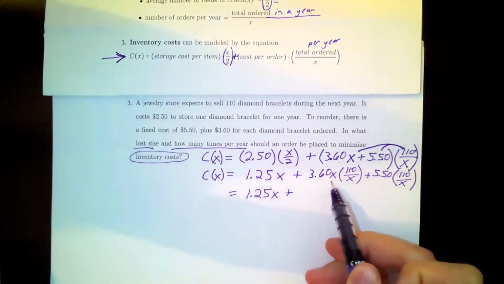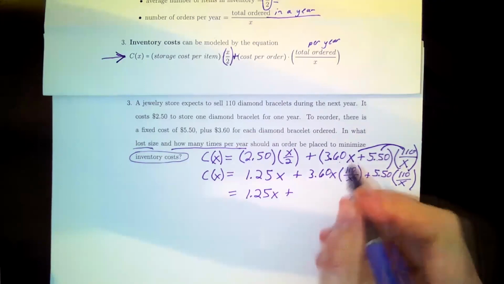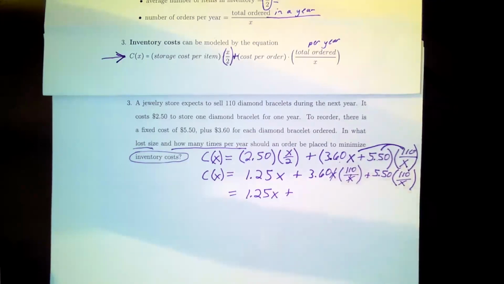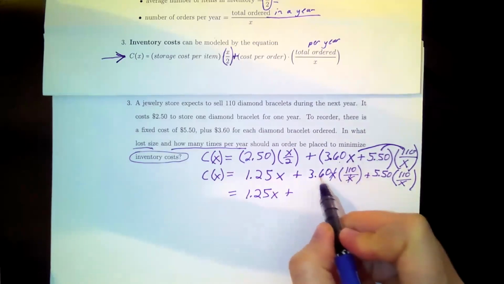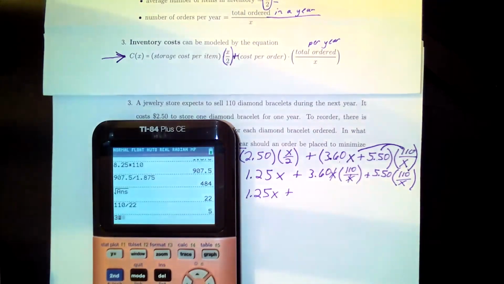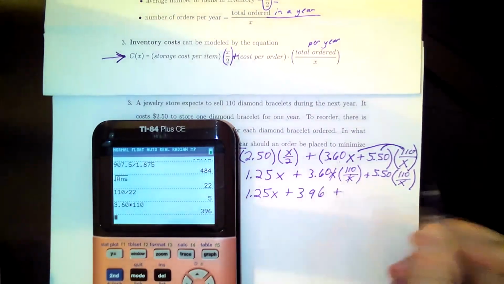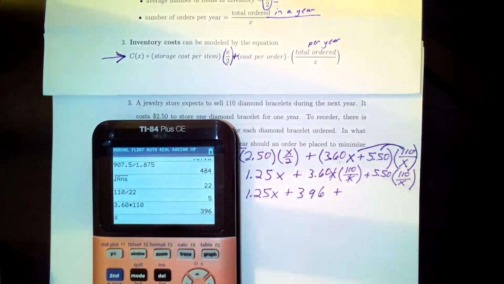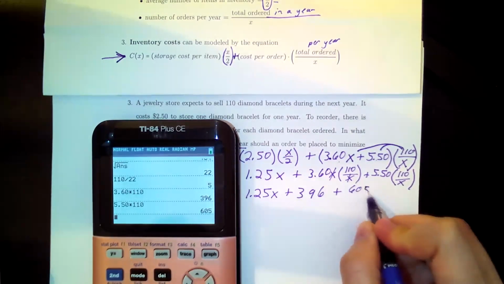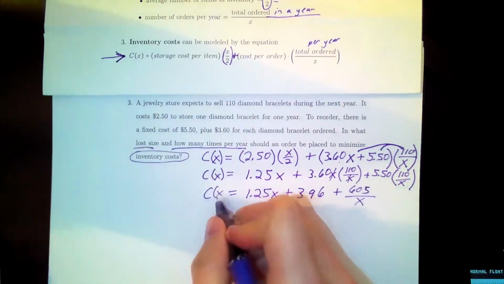Now, when I have 3.60X times 110 over X, this is X times 1 over X. This is X divided by X. Those will cancel. Now, 3.60 times 110, I'll just have a number that comes out of this term. I get 396. Now this one, I'll have 5.50 times 110, and that is all over that X there. So this is my inventory cost function.